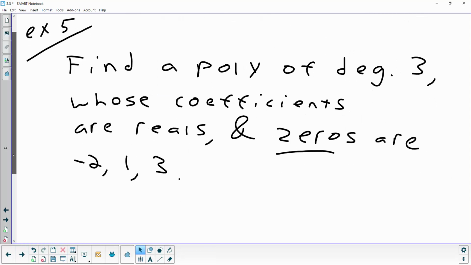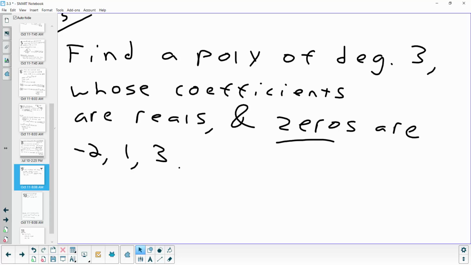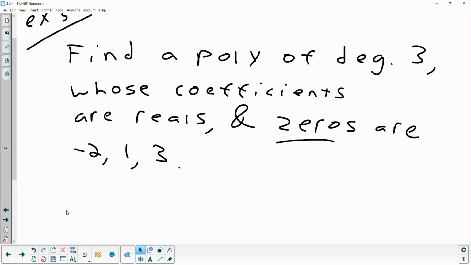So, let's look at this. Find a third-degree polynomial that has coefficients that are real numbers, so no imaginary numbers, nothing like that. And the roots are -2, 1, and 3. So start with -2. If -2 is a root, what else does that mean?